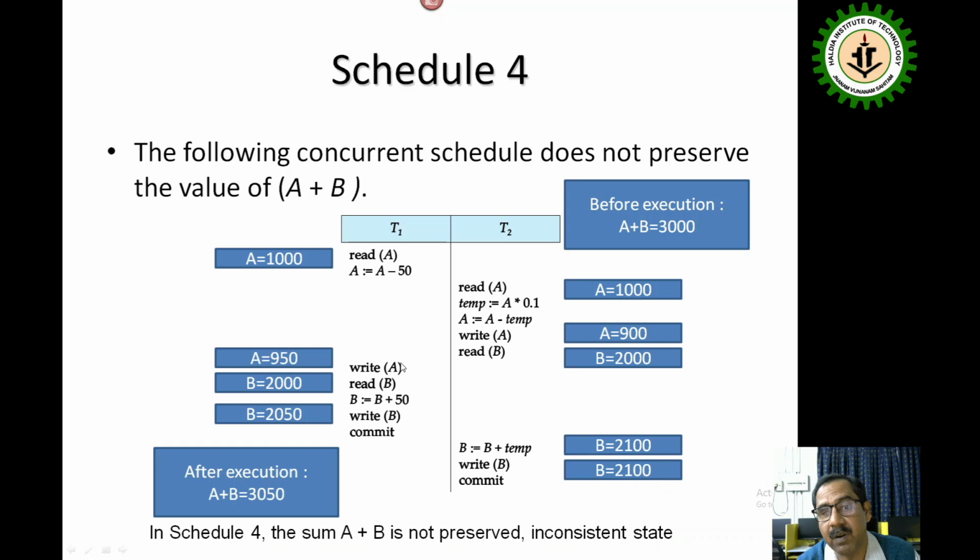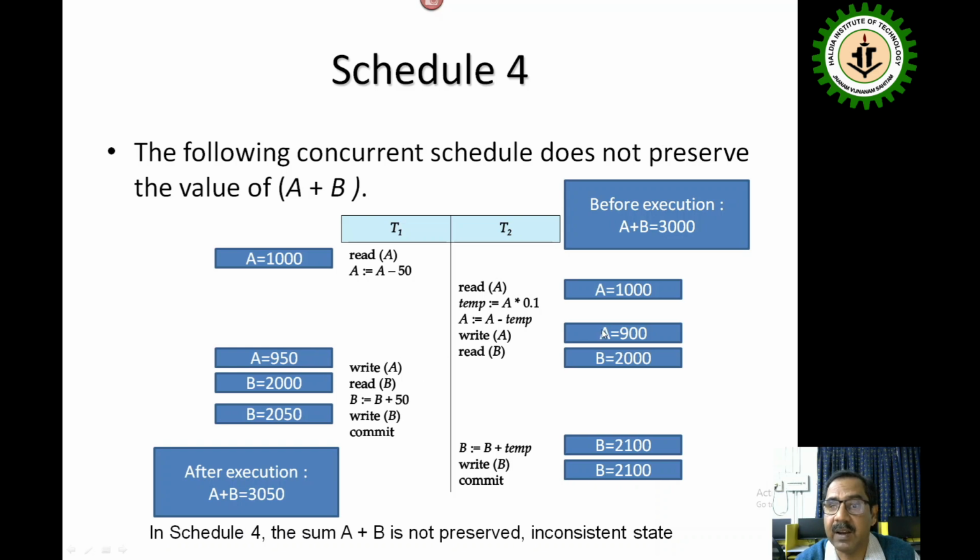Before T1 performs write operations on data item A, T2 already performed write operations on data item A, that is 900. But what will be the value of A? In the local buffer for transaction T1, A holds the value 950. Now when T1 performs write operations on data item A, this value will be changed. So now the current value of A equals 950.